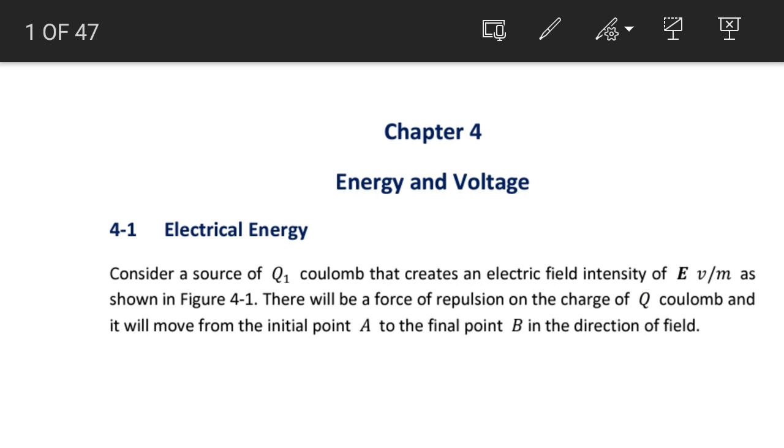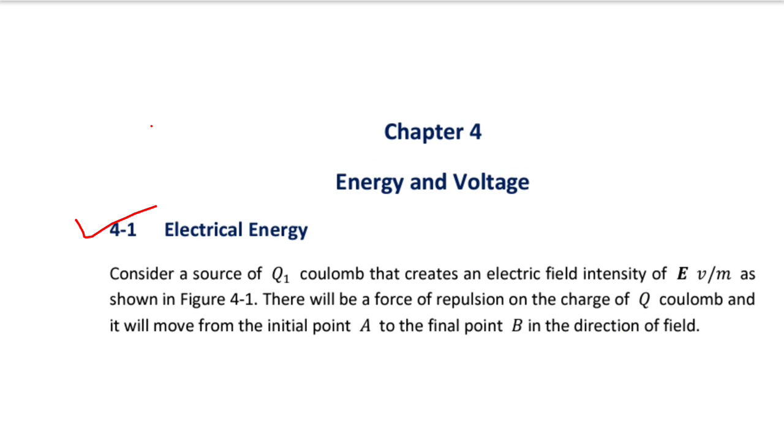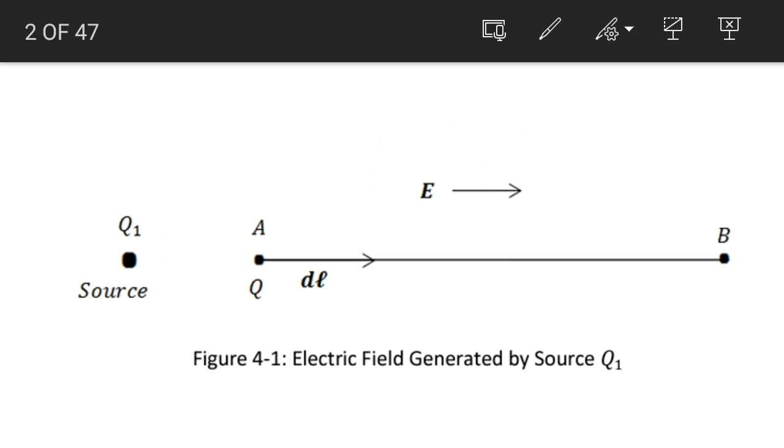We start chapter number 4 and we discuss the electrical energy. So let us discuss electrical energy. We consider a source over here. The source is in the form of a point charge, and the magnitude of the charge of the source is Q1 Coulomb.